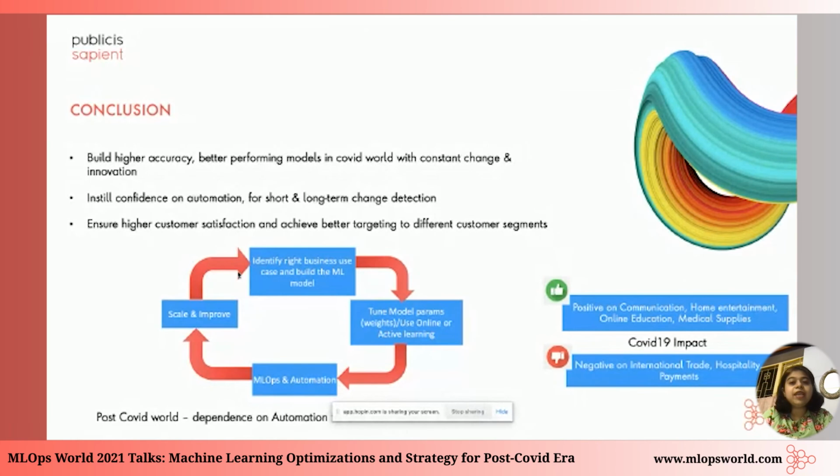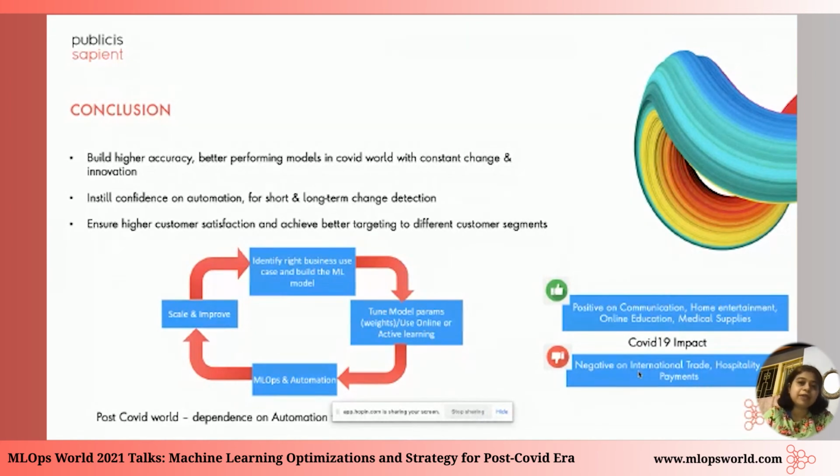So we see that due to COVID, there are many industries that have been positively impacted. There has been an upsurge in revenues. These have been communication, home entertainment, online education, and medical supplies. We've talked about some of those. Well, there has been a negative impact in travel and hospitality, and international trade. So whether you are positively impacted or negatively impacted, the model has shown a drift significantly in terms of positive prediction or negative prediction. If this is positive, the revenue boost is too much.